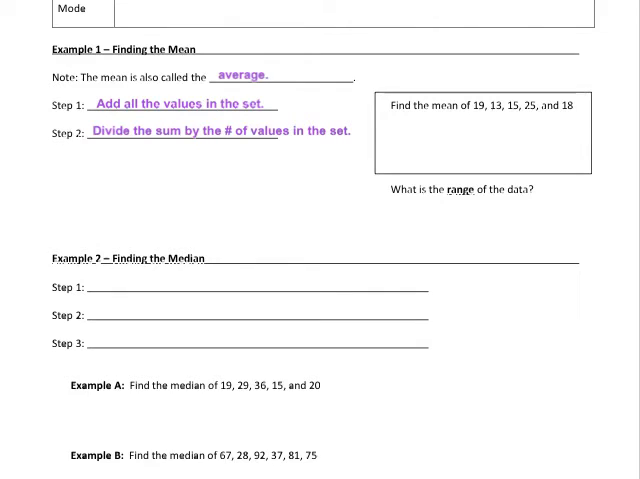So for example number 1, I'd like you to find the mean of the data set over to the right. If you take a look at this data set, there are 5 values. For step 1, we're going to add all of the values up. So if you use your calculator, add 19, 13, 15, 25, and 18. The sum of these numbers is 90. So when I added them up on my calculator, I got 90.